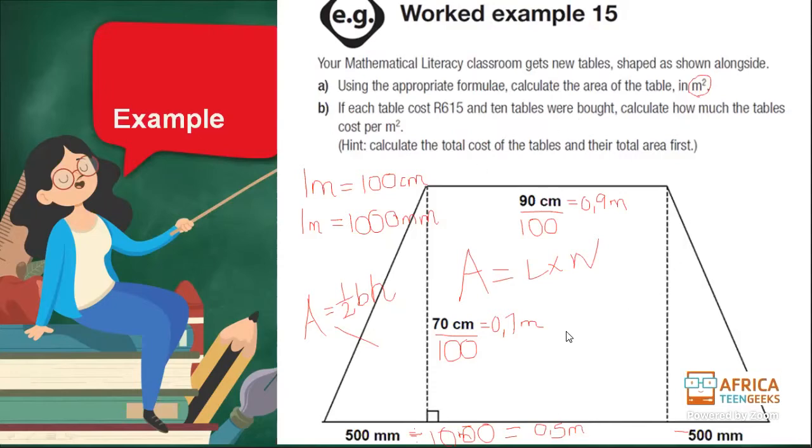Just keep in mind that in Maths Literacy you only use those four basic formulae. Don't use other formulae that you're not given. Just use the formulae for area of a rectangle, triangle, and circle. I want to know the total area of this particular shape.